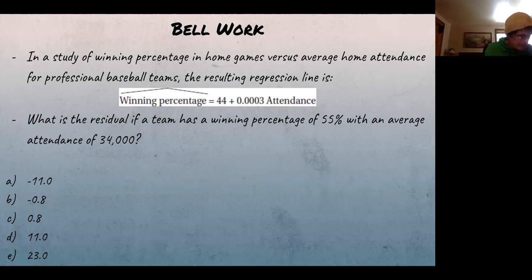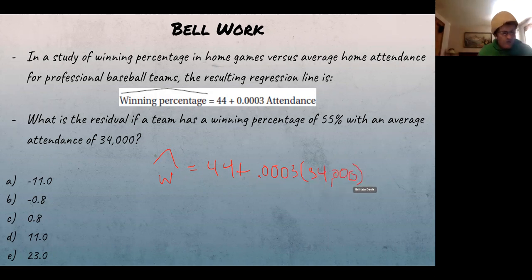So it's pretty straightforward. I'm not going to write the full thing. I'm just going to put the predicted W, winning percentage. In this case, it's going to be 44 plus 0.0003 times 34,000. So we want to predict what the winning percentage should be. And when we do this, my math was correct. I got 54.2% is the predicted winning percentage.